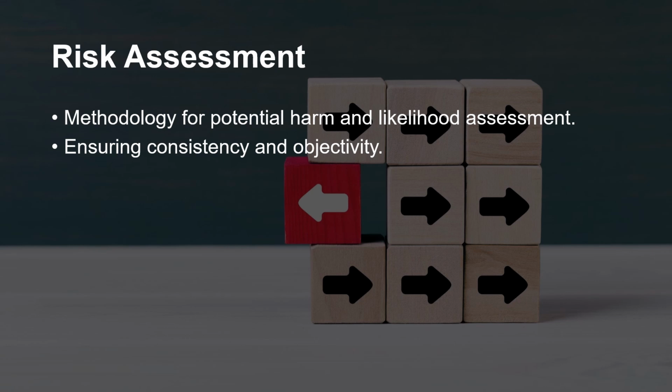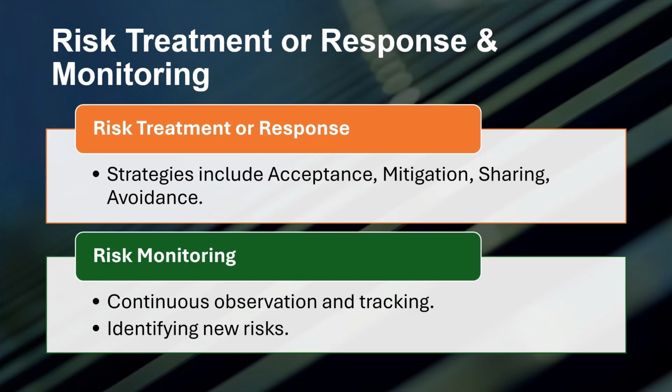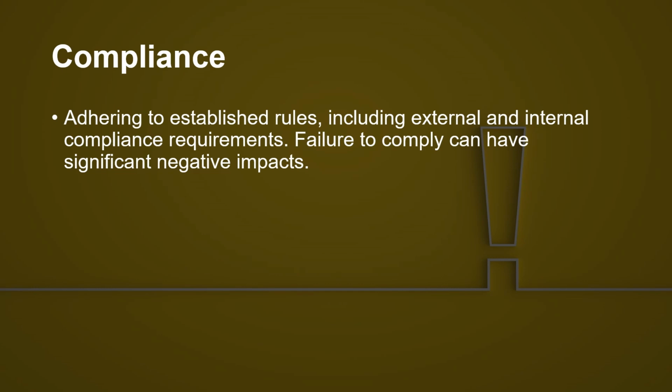Once risks are assessed, we move to risk treatment or response. There are several strategies for risk treatment, including acceptance, mitigation, sharing, and avoidance. Risk monitoring is an ongoing process where we continuously observe and track risks, and identify any new risks that may arise. Finally, let's talk about compliance.